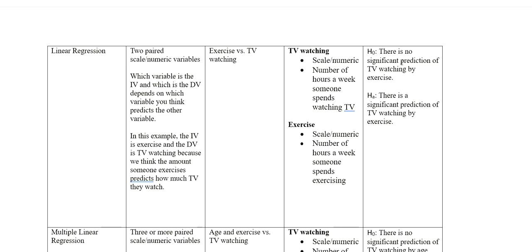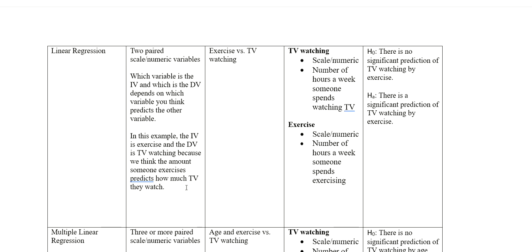So for this example, once again, the null hypothesis is that there is no significant prediction of TV watching by exercise, and the alternative is that there is a significant prediction of TV watching by exercise. So in this example, the IV is exercise, so the independent variable is exercise, and the dependent variable is TV watching, because we think the amount someone exercises predicts how much TV they watch.